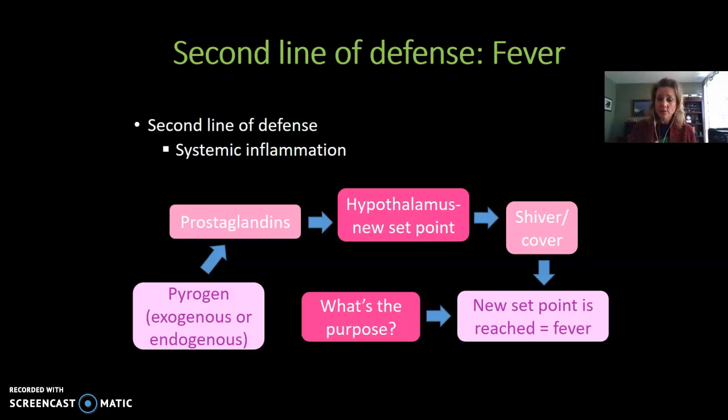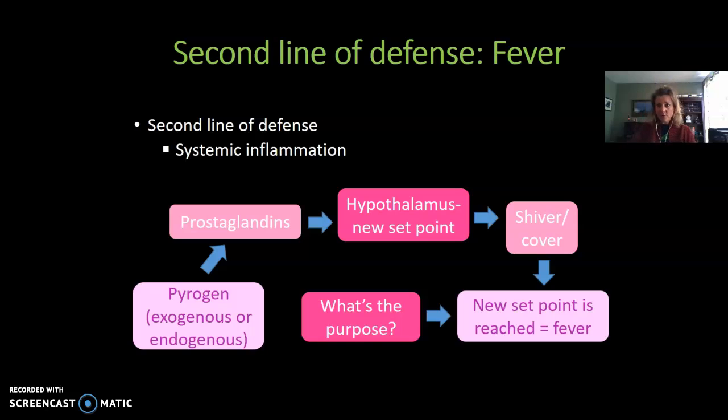So that's going to cause us to do a few behaviors here. First of all, it's going to cause us to shiver. The contraction of our muscles are going to generate heat, not ATP. It's going to generate heat and cause our internal body temperature to rise. It's going to require us to maybe put on some more clothes because we feel cold, or to put on a blanket, turn the thermostat up. All of those things are going to help us to raise our body's temperature to the new set point, which is higher than normal. That is what a fever is.